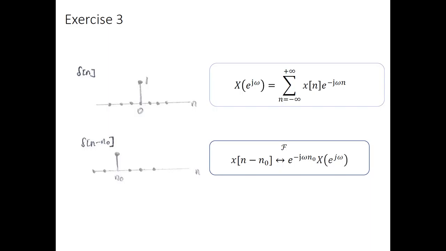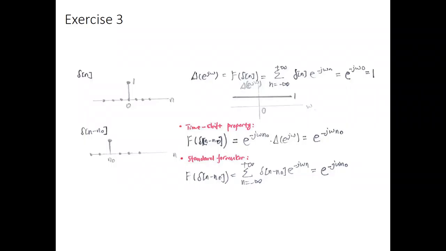Right, someone already got the result. So let's just look at the standard formula, delta of n here, exponential minus j omega n, infinite sum. But notice the structure of delta of n is zero everywhere, except for one term. So the infinite sum finally becomes a finite sum with only one term. That is delta of zero equals one, exponential minus j omega zero, which is one.